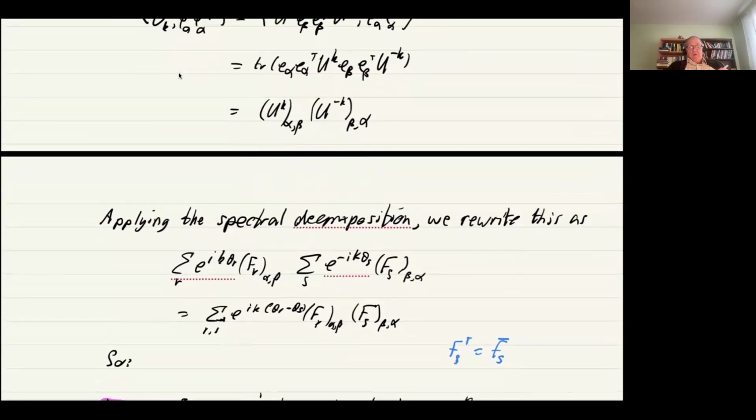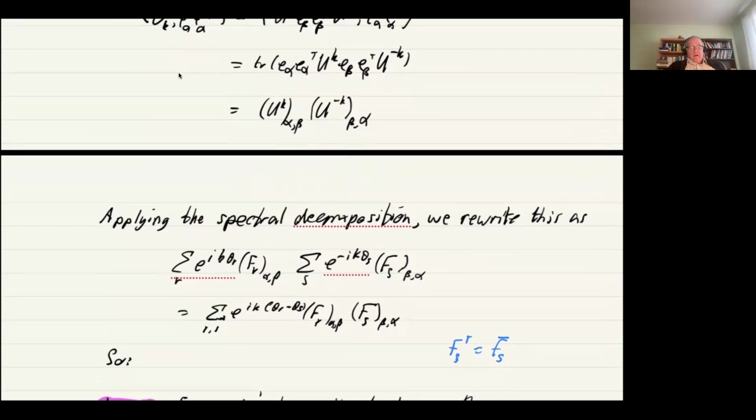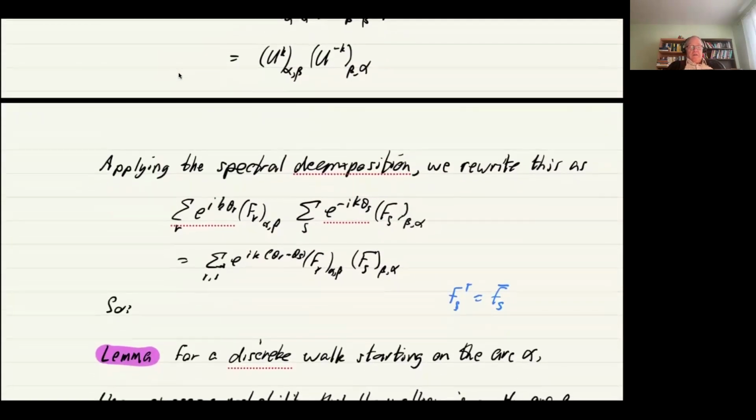If we apply the spectral decomposition to this mess, so we just expand U to the K, alpha colon beta, spectral decomposition, ditto here, then you get this. So you get e to the iK times the eigenvalue difference, times F_R S times F_S beta alpha. Now, this is pretty, reach up and bite us in the backside from time to time. The thing to notice here is U is a unitary matrix. U is normal.